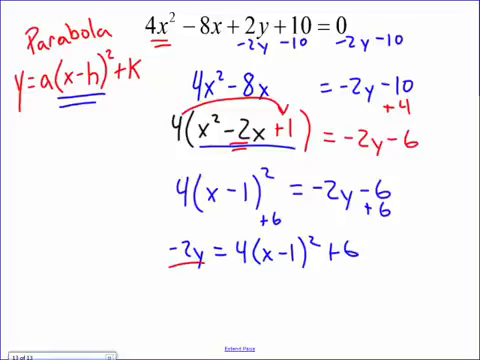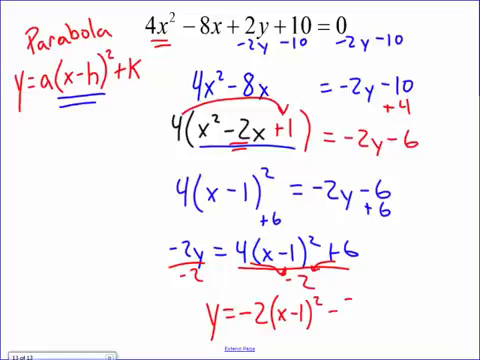And lastly, divide by negative 2. So that leaves us with y equals, well, 4 divided by negative 2 is negative 2. And I still got my x minus 1 squared. And 6 divided by negative 2 is negative 3. I just divide each of those terms by negative 2. And there we go. There would be my vertex form.